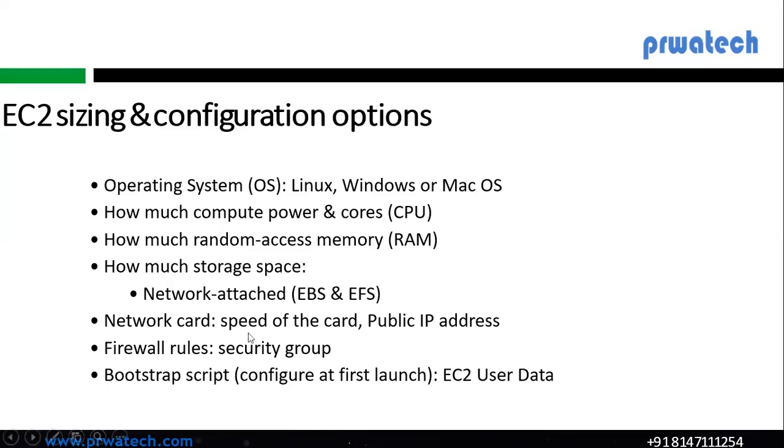Next we will see EC2 sizing and configuration options. First, you can select which OS you want. For example, Linux, Windows, or Mac OS. Next, you can select the compute power, how many virtual CPUs you want. Next, you can select the RAM also, whether 10 GB, 32 GB, or 8 GB.